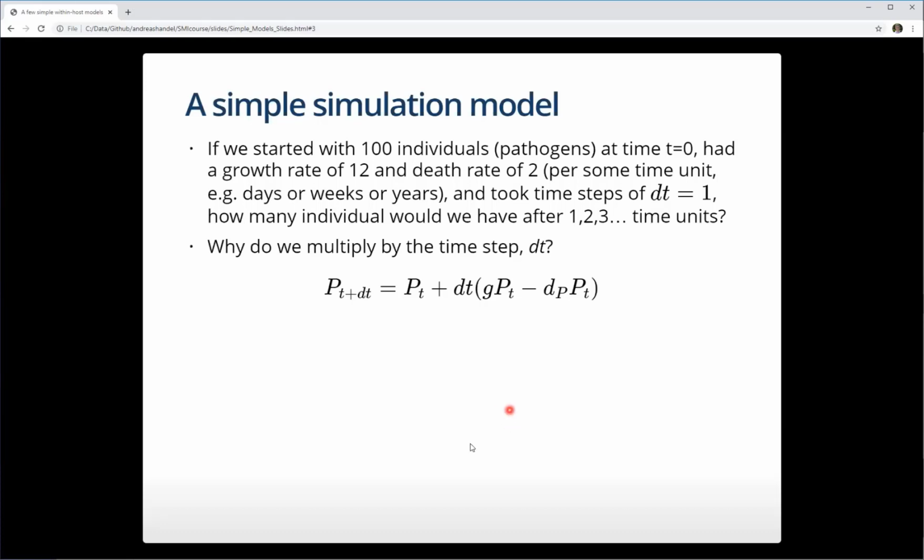Okay, let's step through it together. So we start with 100 here for P_t. So then we have G times P_t, that's 12 times 100, minus 2 times 100. So that's 10 times 100. That's 1,000 multiplied by the time step of 1. So that's 1,100. That's after the first time step. So Carla just posted that. So if you start with 100, after the first time step, you have 1,100.